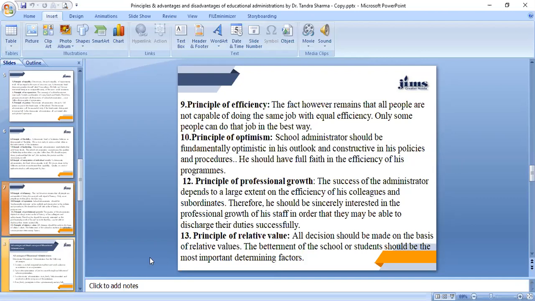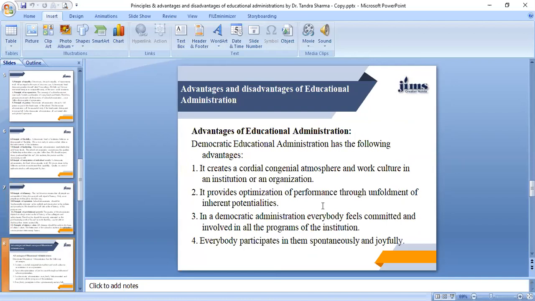Now let us come to the advantages and disadvantages of educational administration. So far, we have discussed the meaning, the concept of educational administration, the scope and its functions, as well as the principles. So based on the principles, we can discuss the advantages and disadvantages of educational administration. Educational administration, as we know, is one of the largest enterprises and one of the biggest social services undertaken by the government at various levels.